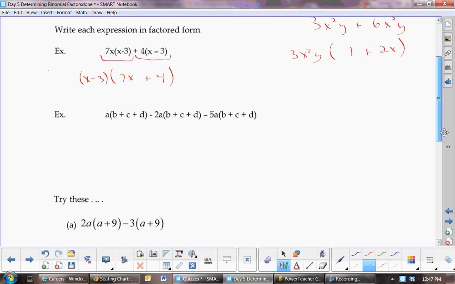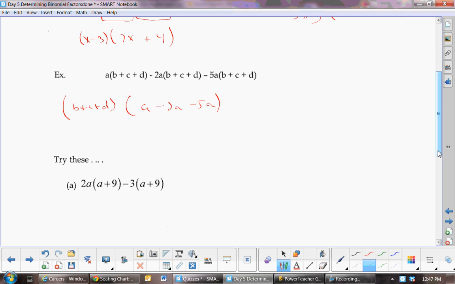The next one, do you see which each one of them has? That each has a b plus c plus d. So if I take that out of each one, I will have a minus 2a minus 5a. Can't you just get those all together? They're all like terms. That's b plus c plus d, all multiplied by negative 6a.